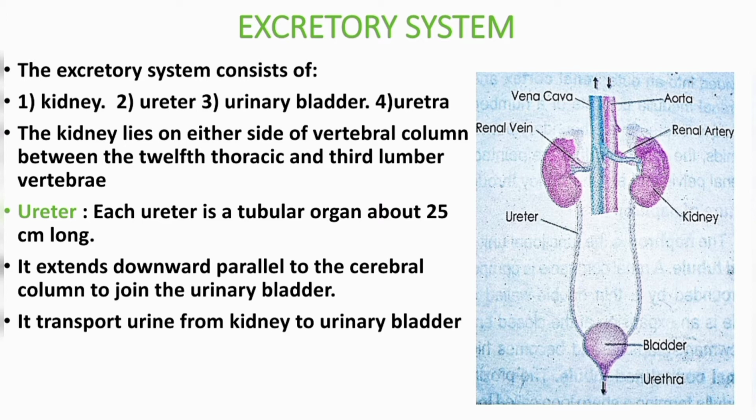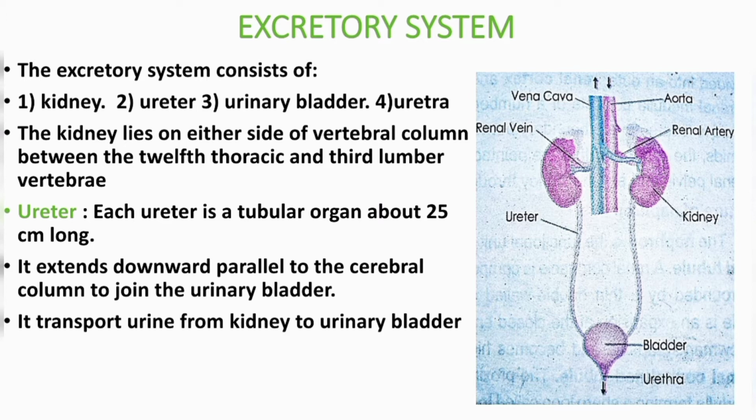Urethra. The urethra is a small tube that is connected to the urinary bladder, and the urine that is stored in the urinary bladder passes through the urethra and goes outside of the body. So these are the major organs that are part of the excretory system.